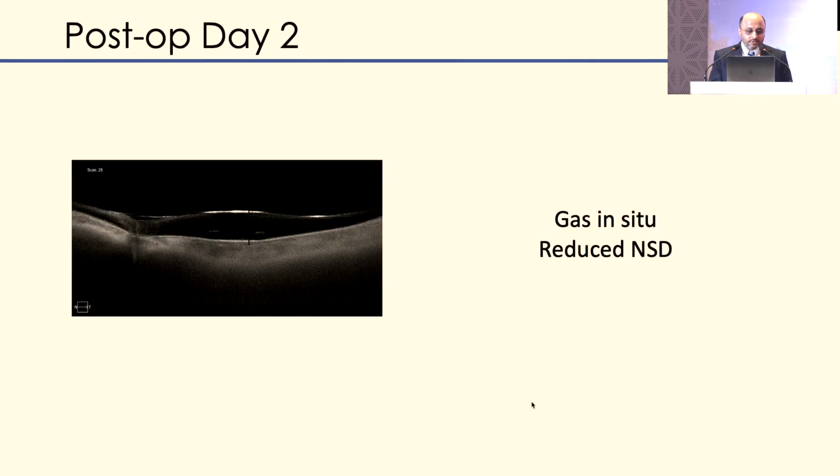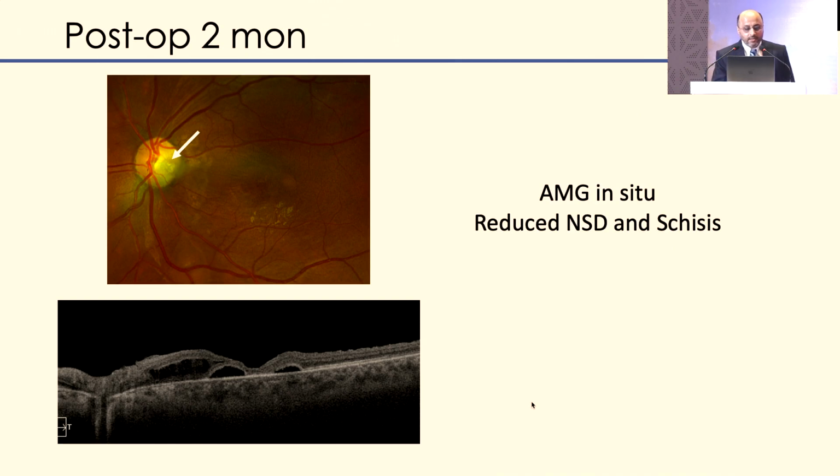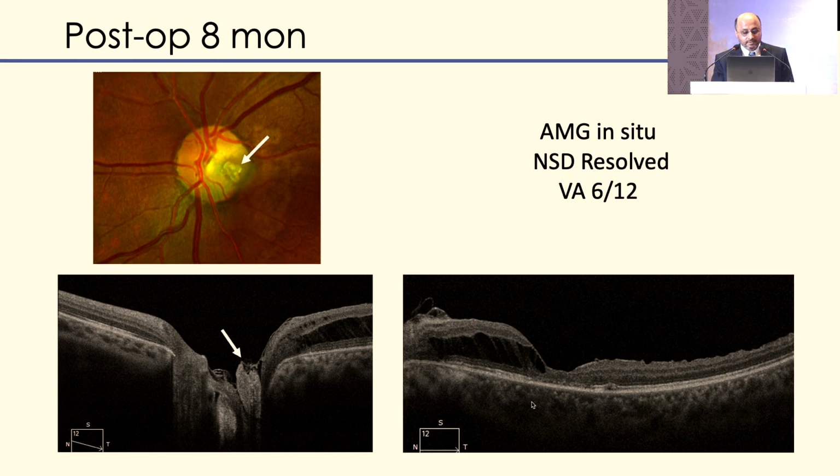So with gas in situ on day 2, you see a rapid flattening of the fovea. And you can see the AMG is still in situ at 2 months, so this is a pointer for Dr. Roshad and Dr. Darius and Dr. Dipinder. There was reduction in the NSD as well as the schisis. Over an 8-month period, if you see the top left hand corner image and also the OCT scan, the AMG is still in situ and it's not absorbed. The foveal contour is well maintained. There is no NSD and vision improved to 6/12.